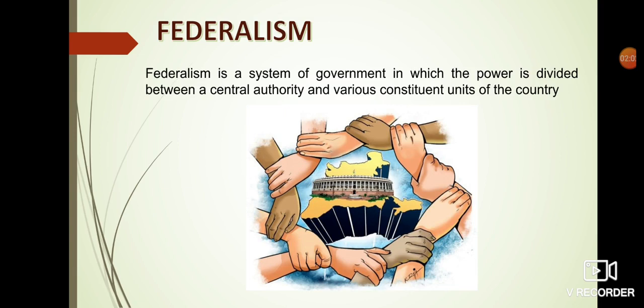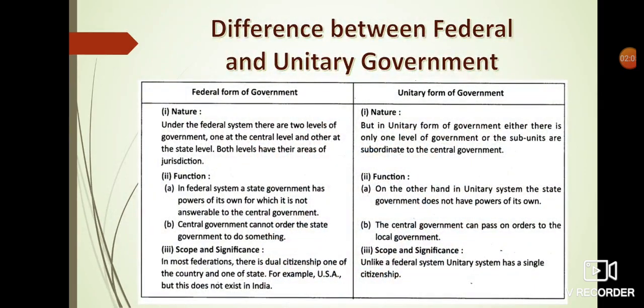Now children, let us see the differences between federal and unitary government. The nature of the federal form of government is that under the federal system, there are two levels of government, one at the central level and the other at the state level. Both levels have their areas of jurisdiction. Whereas in the unitary form of government, either there is only one level of government or the subunits are subordinate to the central government. That means the other units cannot function independently.